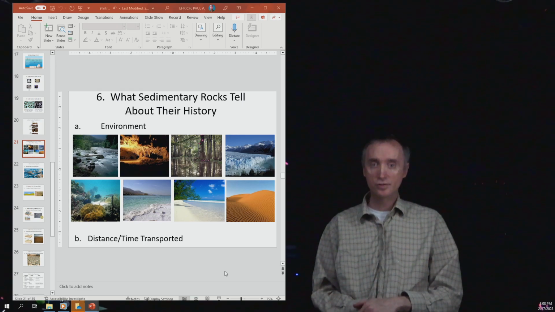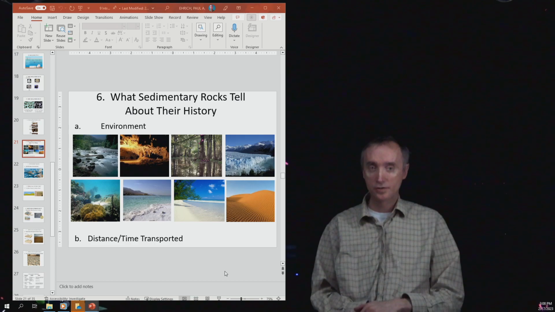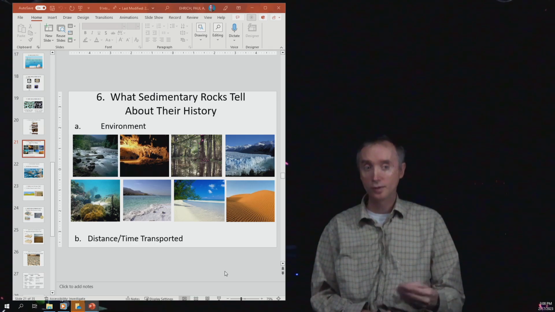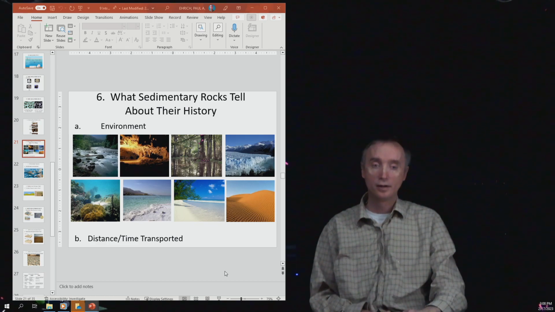Okay, the picture next to it is of a cave. So in a cave you tend to find travertine. So if you find some travertine, that means that travertine either came from a cave or it came from something like a hot spring, for example.